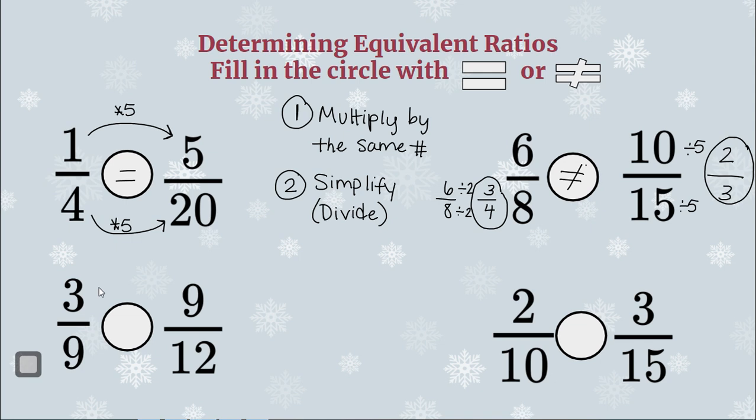Okay, so now that you've tried this one on your own, I always like to start with option 1. It's a little bit easier for me to think about. So I'm going to see, how can I multiply from 3 to get to 9? I can multiply by 3. 3 times 3 is 9. So then I need to do the same thing on the bottom. 9 times 3 is not 12. 9 times 3 is 27.